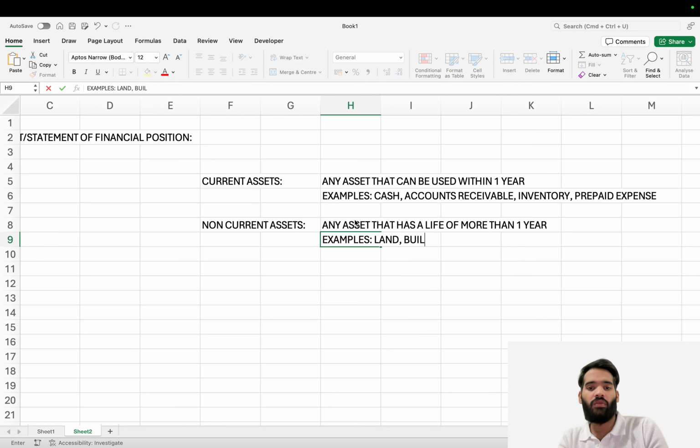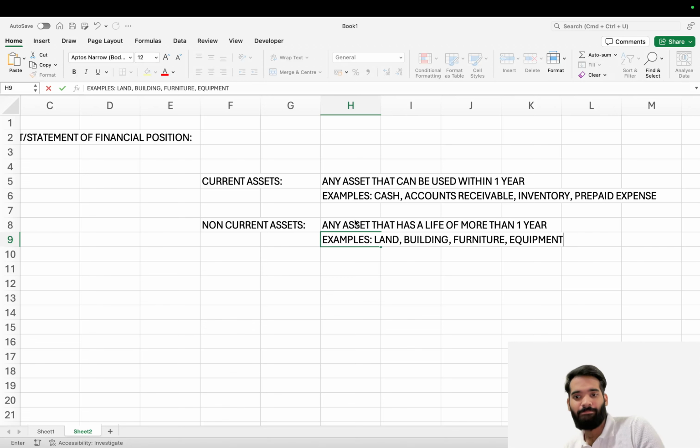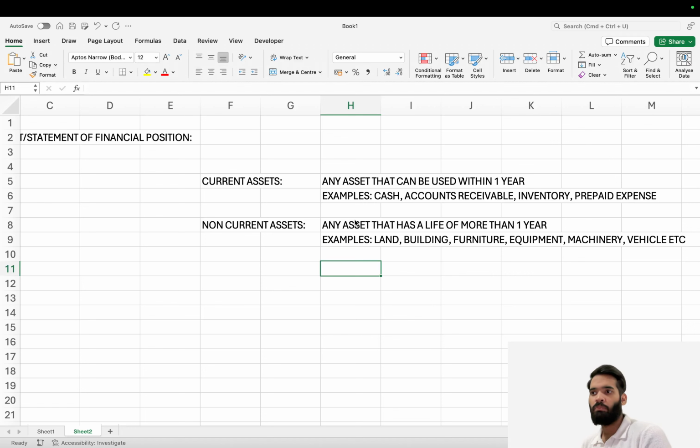So we have land, we have building. Buildings usually last, it depends on what kind of structure it is, but it can last from 80 years to 200 years, right? So buildings obviously last for more than 1 year. Furniture, equipment, machinery, vehicle, and so on. These are the common ones I mentioned. Again, it's always good to know the common ones. So the moment you see that in the question, you know this is non-current, right? It makes it a little bit simpler to solve the balance sheet.